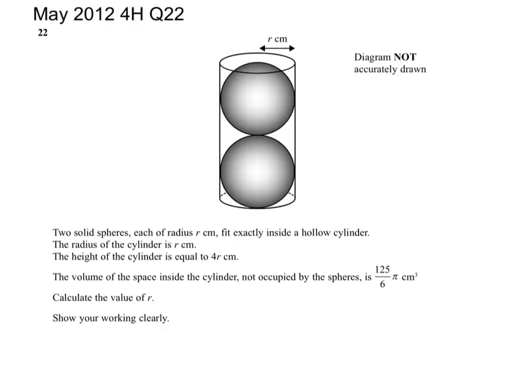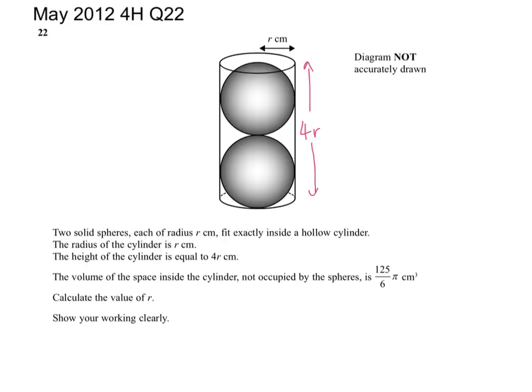The first thing to do with these questions is to read them very carefully and then to label onto the diagram everything we know. So let's just check: two spheres, each of radius r, fit exactly inside this cylinder. The radius of the cylinder is r, that's already given there. The height of the cylinder is equal to 4r, so let's label that on. 4r is the height of the entire cylinder.